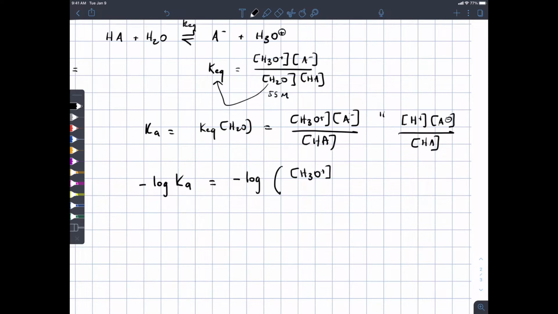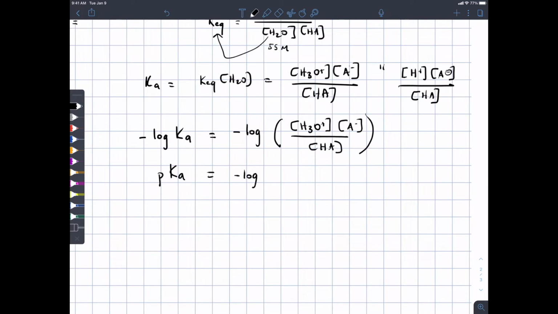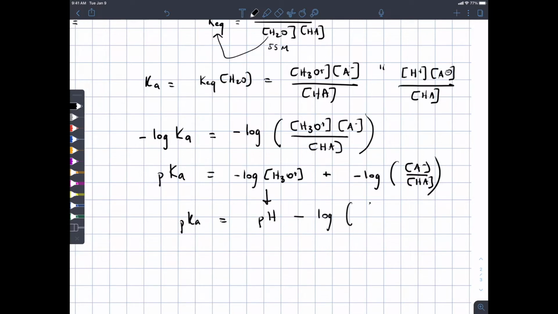Let's take the minus log of both sides of this equation and then take advantage of some logarithm properties. Minus log of Ka is just pKa. Logarithms say that the log of a product is equal to the sum of the logs of the individual items. So we can simplify this. Why are we simplifying it? Because I want to turn this into pH.